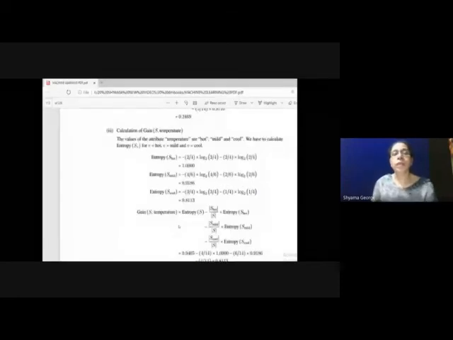So you take the attribute temperature. You find that there are 3 values for the attribute temperature. They are hot, mild, and cold. So we have to calculate entropy hot, entropy mild, entropy cool.